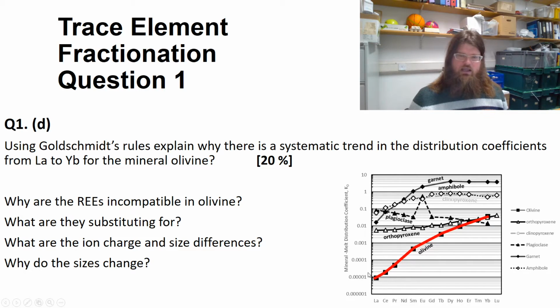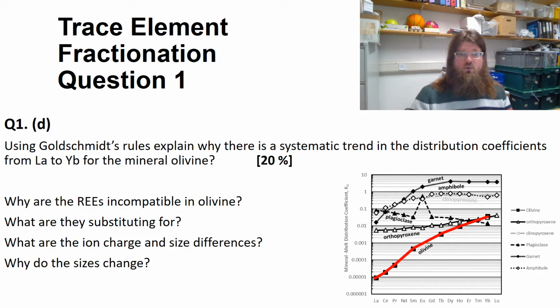Why is this red line like this? Why is there a lower mineral melt distribution coefficient for lanthanum than there is for ytterbium? Why does it increase as you go from light to heavy rare earth elements? So to answer that question, you could have maybe rewritten it in your own words.